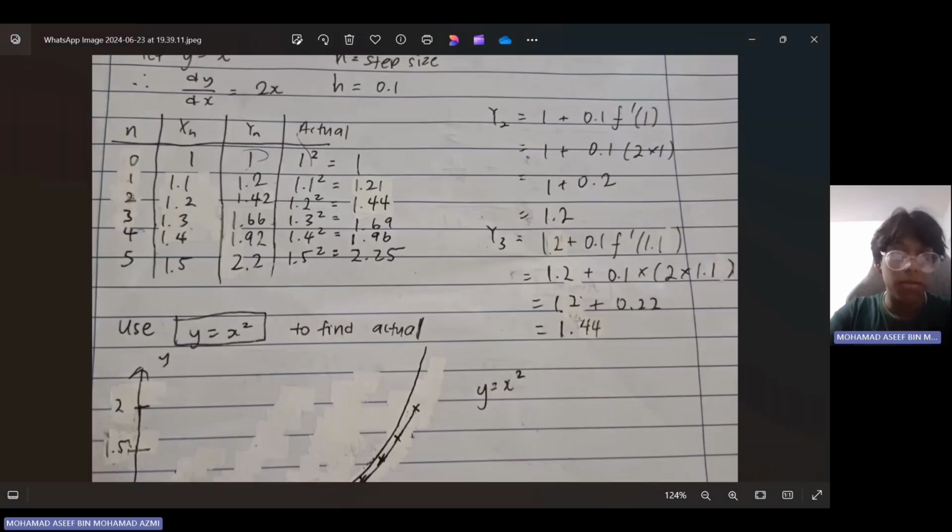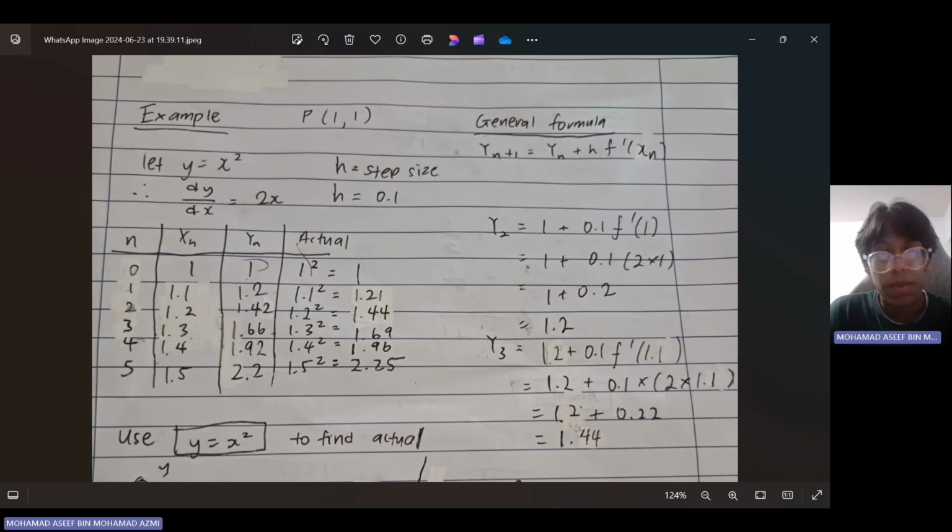As you can see from this example, we can let y equals x squared, and we can let the step size be 0.1 and the coordinates be 1 and 1. As you can see, we let xn start from 1 and have increments of 0.1 all the way to 1.5.